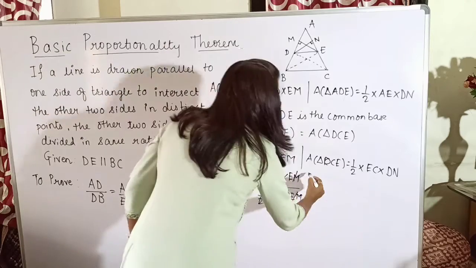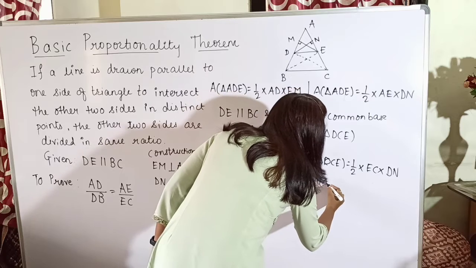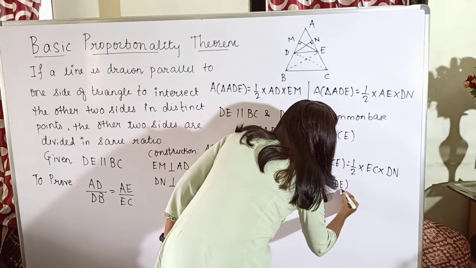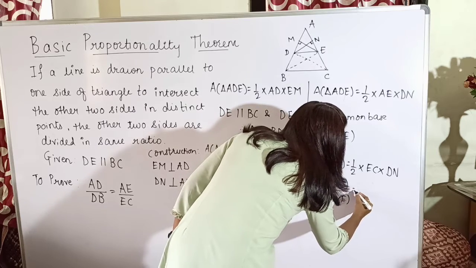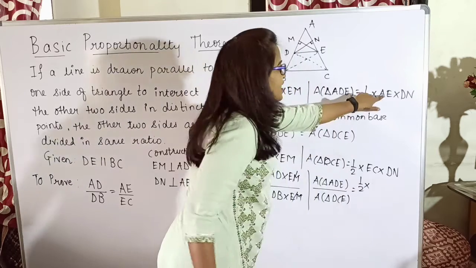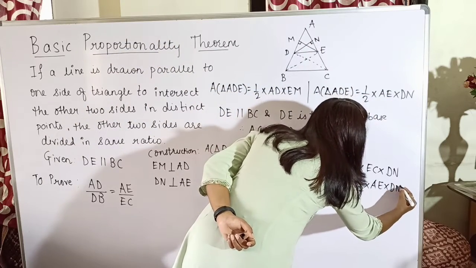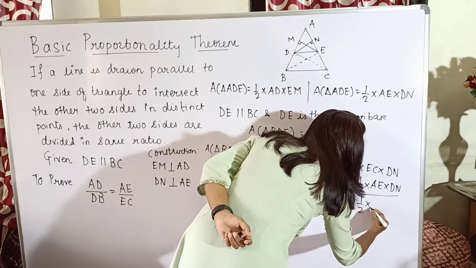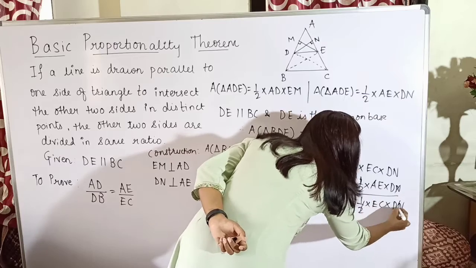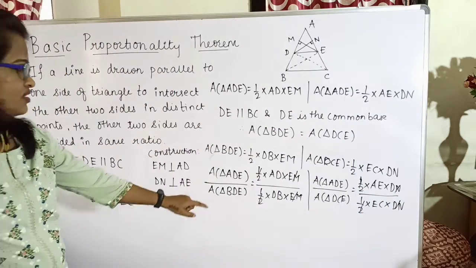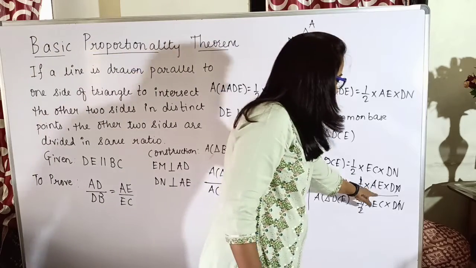Okay. Similarly, on the other side, divide ADE by DCE. So area of triangle ADE divided by area of triangle DCE. Again, half into AE into DN, divided by half into EC into DN. Again, half will get cancelled and the heights will get cancelled. So what have you got? On this side you have got AD by DB, and on this side you have got AE by EC.